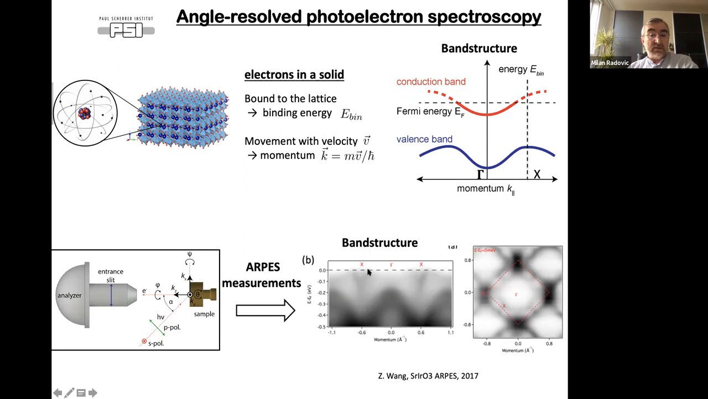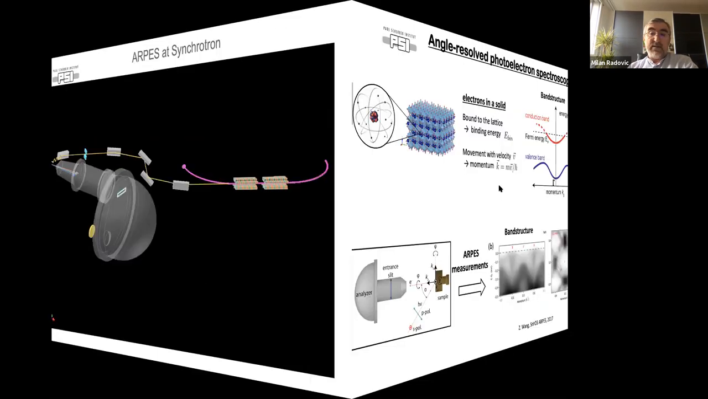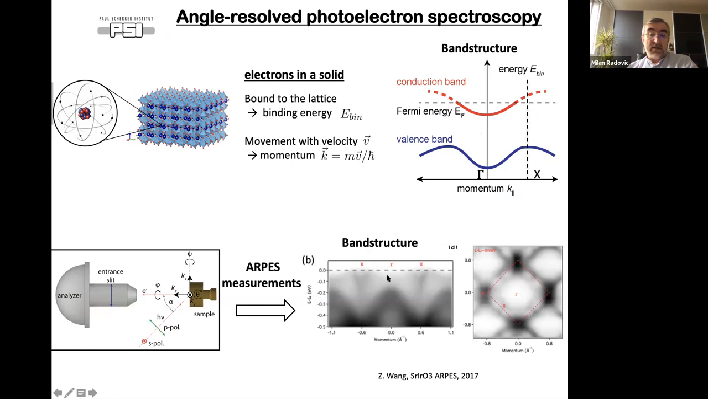You could see now the conduction band is crossing the Fermi level, and the valence band is dispersing. It's very similar to what I show here, which was the case of strontium iridium O3. And when you have many slices of those cuts, which we call here gamma X cuts, I can construct something called the Fermi surface.